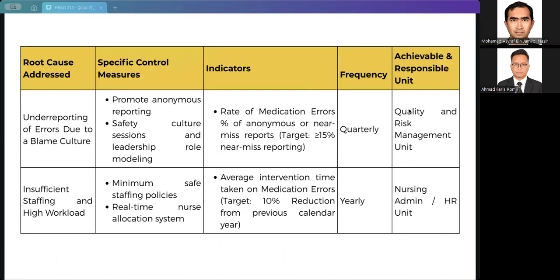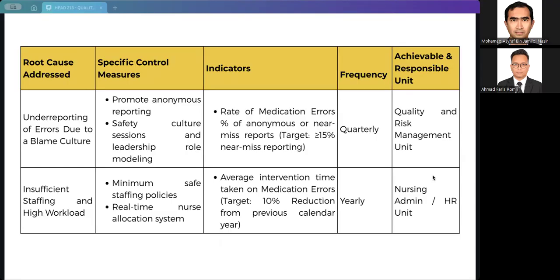As we go into the specific control measure addressing the root cause we have identified, let's talk about the under-reporting of errors due to blame culture. It is crucial that we promote an environment where anonymous reporting is encouraged. This not only protects our team members, but also fosters a culture of safety. We'll be implementing safety culture sessions and role modeling from our leadership to support this initiative.